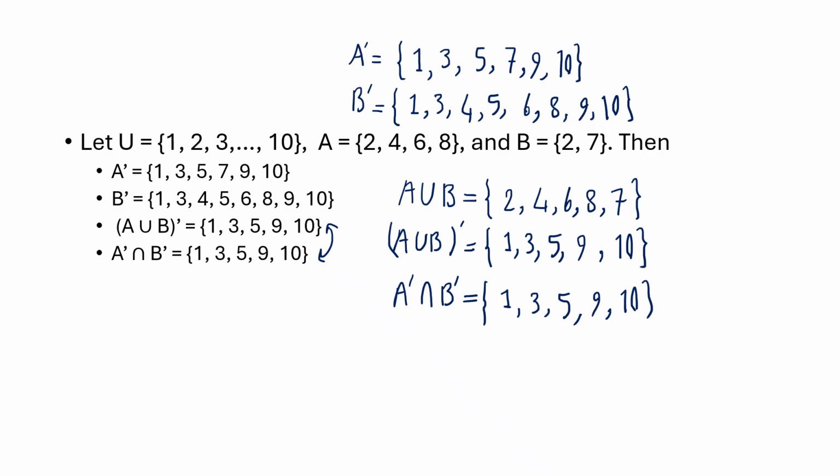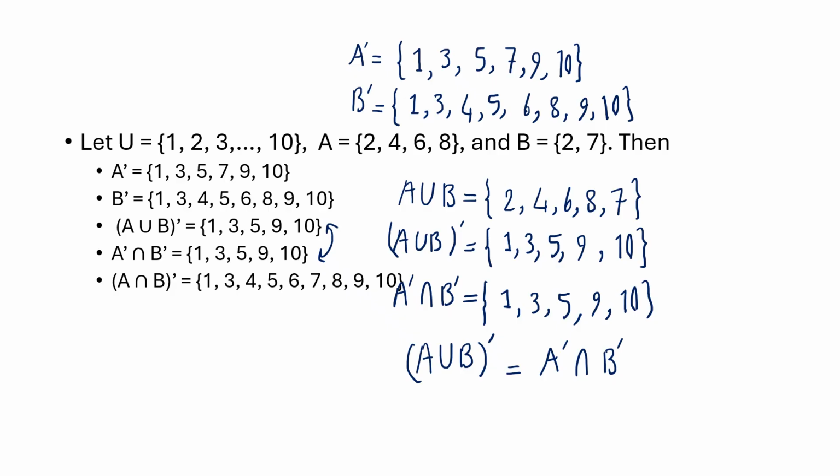And this is not a coincidence. This is not for these specific sets. This is always true. This is an identity. It's one of the two rules that are called De Morgan laws. And in later videos, we will talk about that. But the identity looks something like this. For any two sets A and B, (A union B) prime is equal to A prime intersection B prime. So we distribute the complement between the two and change the union to intersection.